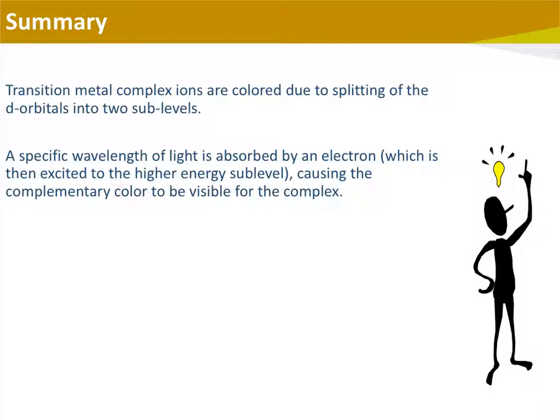In terms of a summary, transition metal complex ions are colored due to the splitting of the d orbitals into 2 sublevels, as we talked about. The d orbital splits into 2 different energy levels, and that difference allows an electron to be excited by the absorbing of a particular color of light, and it is the complementary color that is visible for the complex. Anything else you'd like to add to the summary? Now's your opportunity.